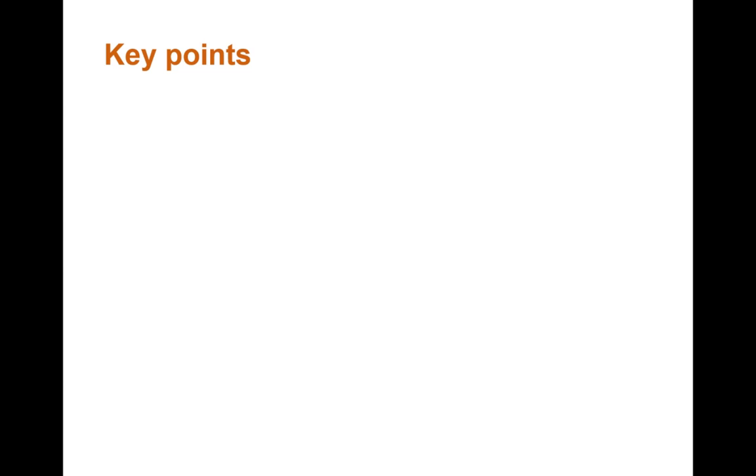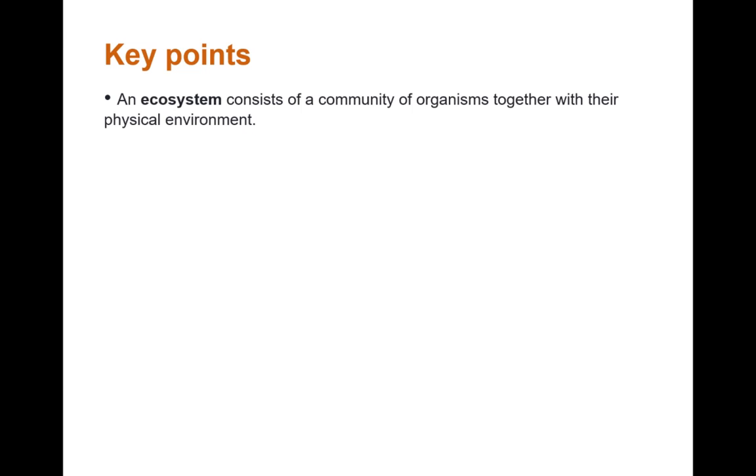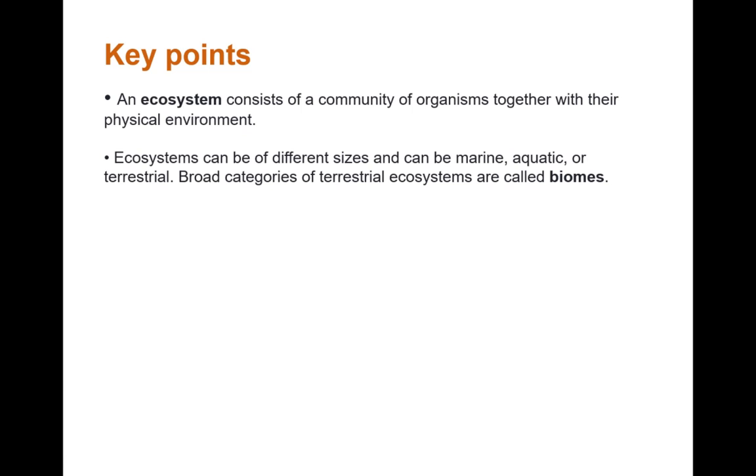The key points in this text that we're going to read are: an ecosystem consists of a community of organisms together with their physical environment. So an ecosystem has a community of organisms together with their physical environment, which means abiotic and biotic. Ecosystems can be of different sizes and can be marine, aquatic, or terrestrial. Terrestrial means land-based. Broad categories of terrestrial ecosystems are called biomes, and we'll talk about these later.